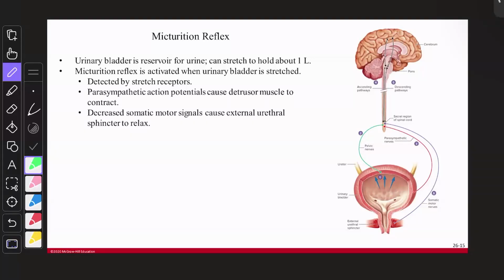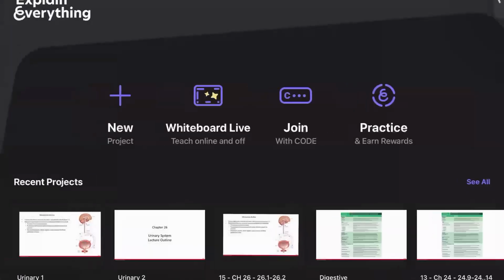At the same time, you have to have a decrease in somatic motor nervous signals to allow the external urethral sphincter to relax in order for the urine to be voided from the body. You should understand that. Does that make sense? Yes? Good. All right. Moving on.